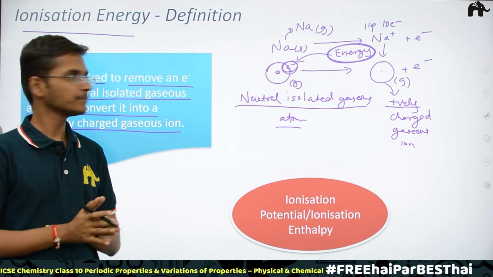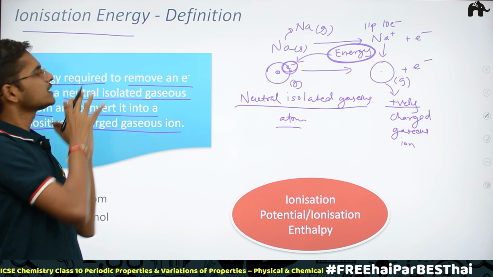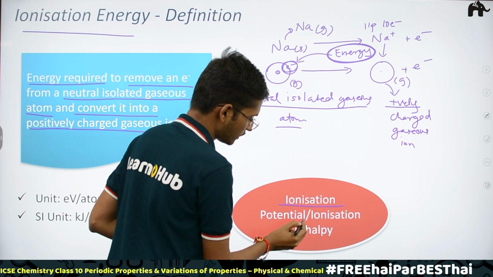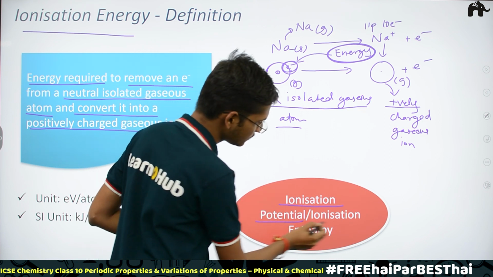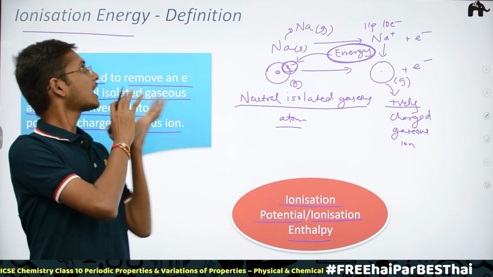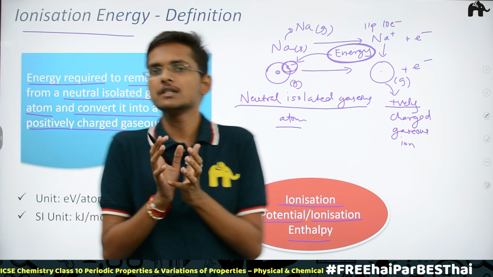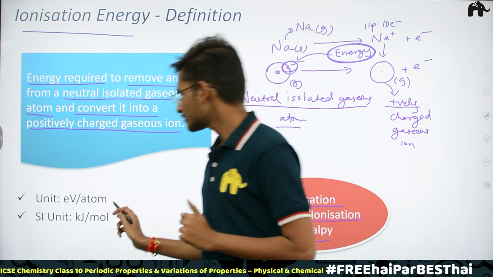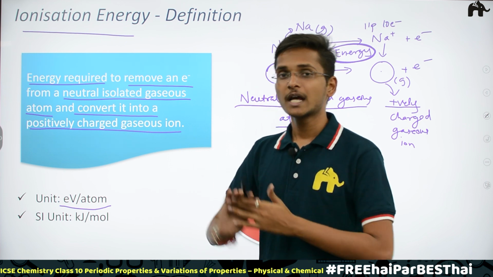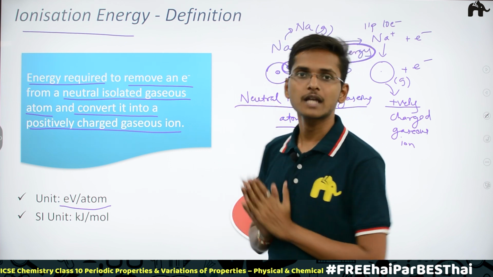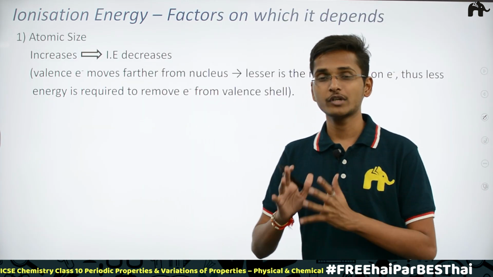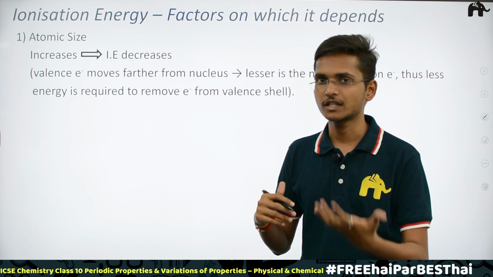Isn't it interesting? Now we also call this energy by two different names. It is also called ionization potential or ionization enthalpy as well. Now we measure this ionization energy in some units. So the normally used unit is electron volt per atom, and the SI unit which we use to measure the ionization energy is kilojoules per mole.